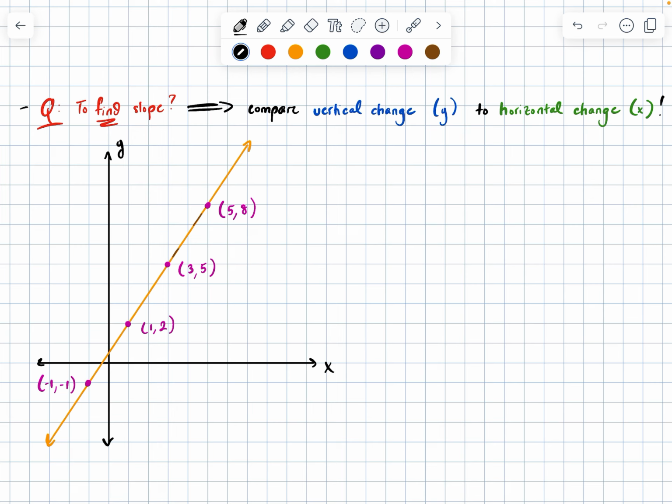Find the slope of this line for me real quick. Again, you can use any 2 points. Tell me what its change in y and change in x are and how you would use that to find the slope. Go.